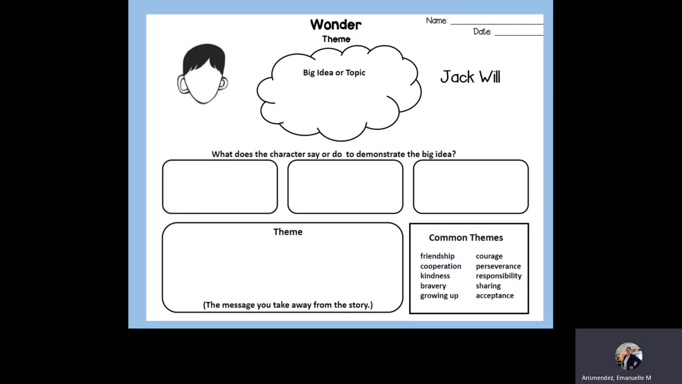All right, guys. So now you are going to do the same thing. You are going to fill out the big idea or topic. You're going to talk about what the characters say or do to demonstrate the big idea. And you're going to talk about the theme. What is the message that you can take away from the chapter called Jack Will? I will have a copy of Jack Will, and I will post it on Dojo and on our class newsletter so that you can reread it and you can fill out this graphic organizer.